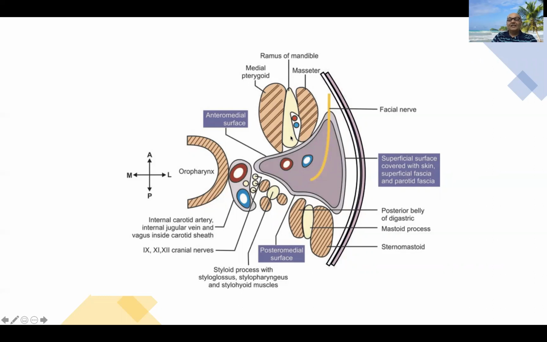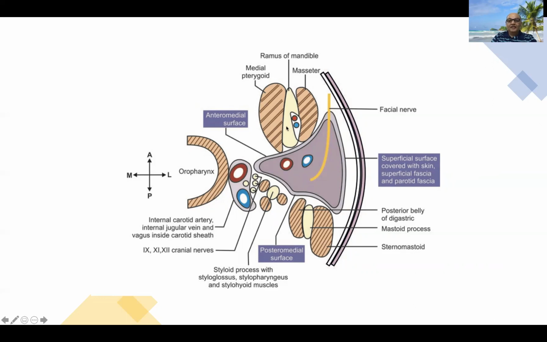We said anteriorly we have the ramus of the mandible, and then we are looking at the masseter and the medial pterygoid muscles. And posteriorly we are looking at the mastoid process, and then the digastric muscle. Why is it called digastric? Because it has two bellies. And then you can see this is the posterior belly of digastric, and this is sternocleidomastoid.